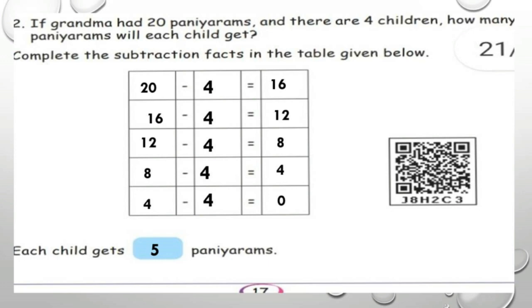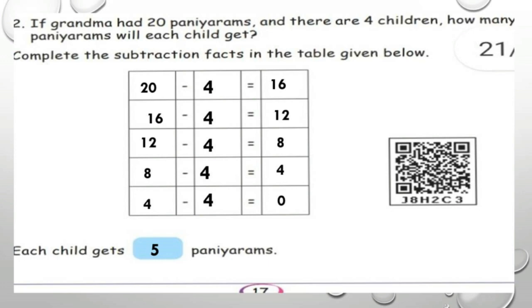So 20 minus 4 is equal to 16. Now 16 is remaining. So from 16 again it is distributed to 4 children. So 16 minus 4 is 12. 12 minus 4 is 8. 8 minus 4 is 4. Now at last only 4 paniyarams are there.